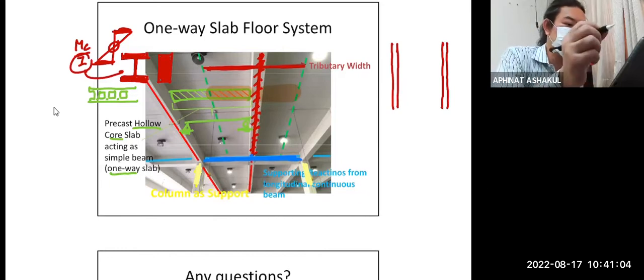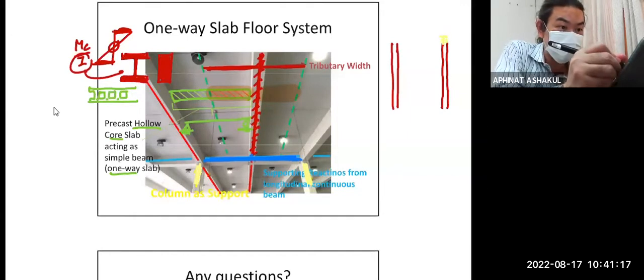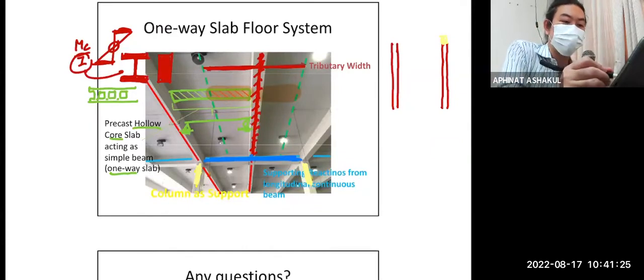Now, you see that the symbol of the column is yellow, right? So if it's in the drawing, you will see it. It's something that looks like this. Sorry, it's not very clear. I hope you can see it. If you take this off, right? Okay, so that would be the symbol of the column.